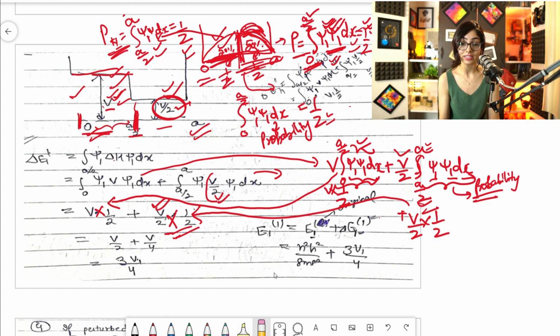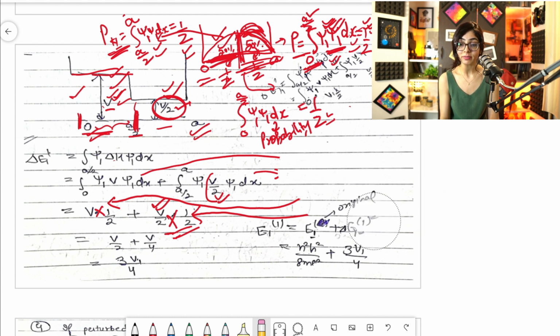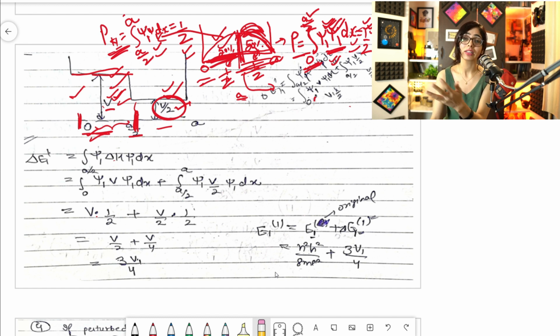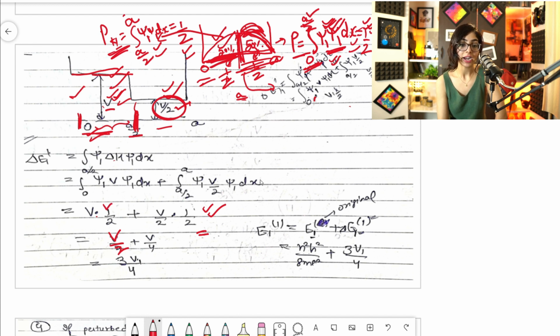Again, I'm repeating it if you have confusion: the expression is this one, the integration and the limits, whatever limits you want, and psi1 dx if it is the ground state, and if it is the second part, the limits will be a by 2 to a if they are desiring for that. Clear? And you know the probability is 1 by 2, and for the second part it is 1 by 2. So that I have written over here. So what will happen now? It will become v by 2, because if you multiply it by this, it will become v by 2, and if you multiply this with this, it will become v by 4.